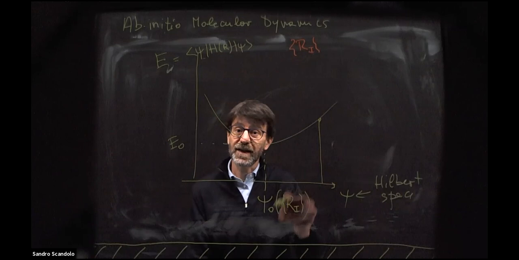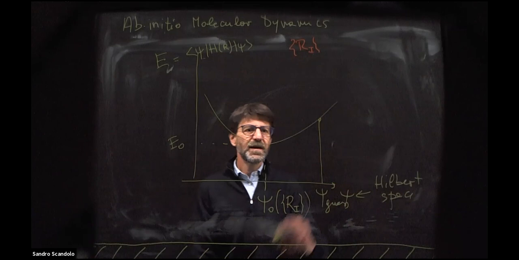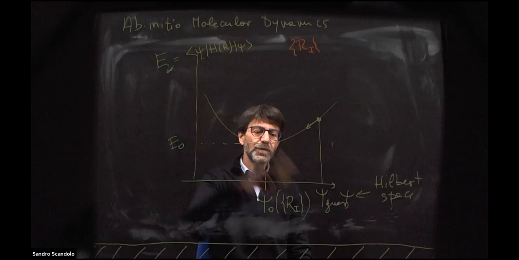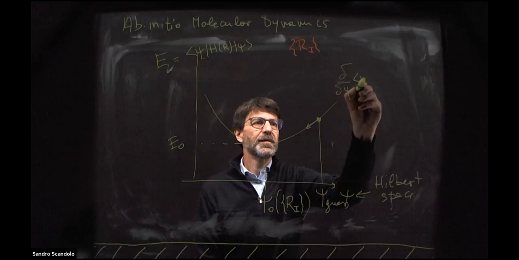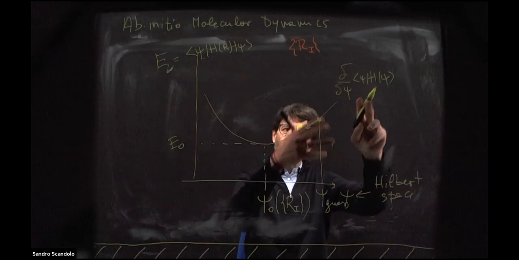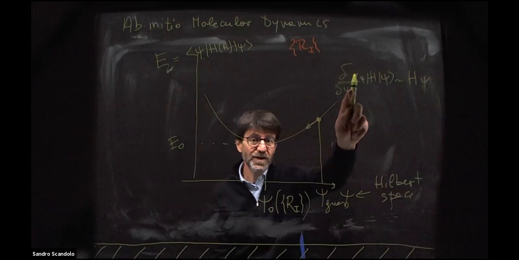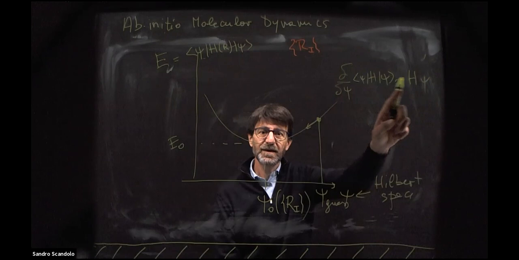I can start from a guess wave function, and I can try to identify where the minimum is. What do I do? Well, I need to know the derivative of this, right? If I want to determine where I need to move. But the derivative of this with respect to psi, this is just quantum mechanics. It's a functional derivative, right? Forget about the factors, I'm really using hand-waving arguments. The functional derivative of this object with respect to psi is h psi.